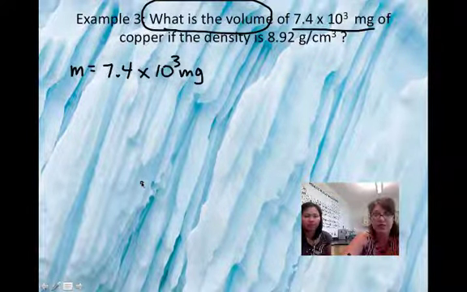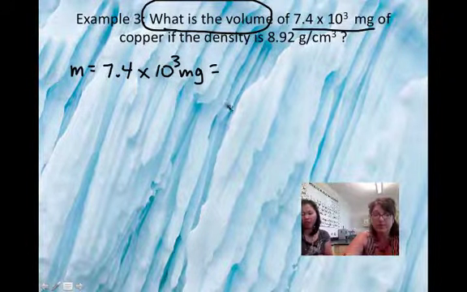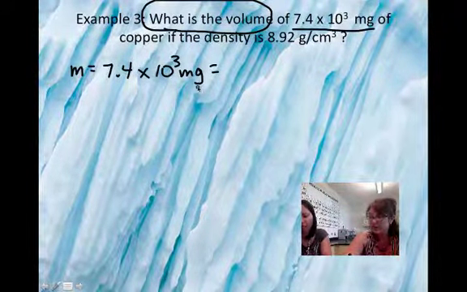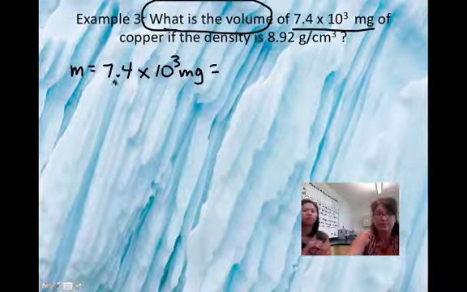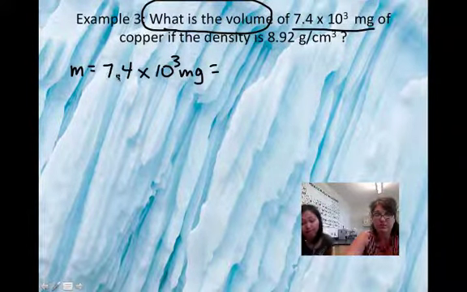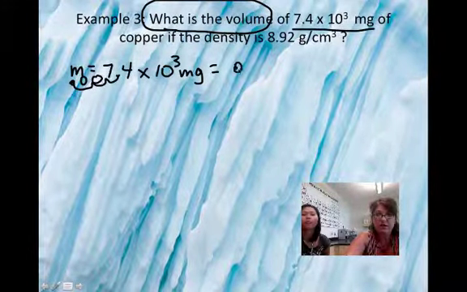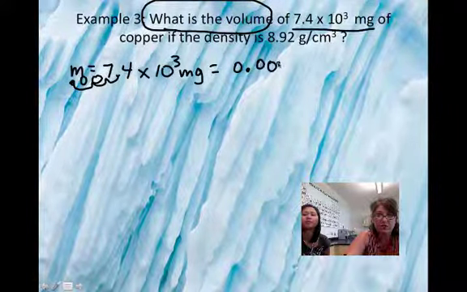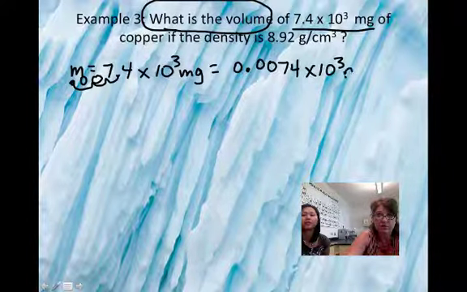Get your King Henry table out. We've got to change this to grams. So we're going from milli to grams. Where's my milli? Right here. To grams, so 1, 2, 3. In what direction, left or right? To the left. 1, 2, 3. So I have 0.0074 times 10 to the third grams.